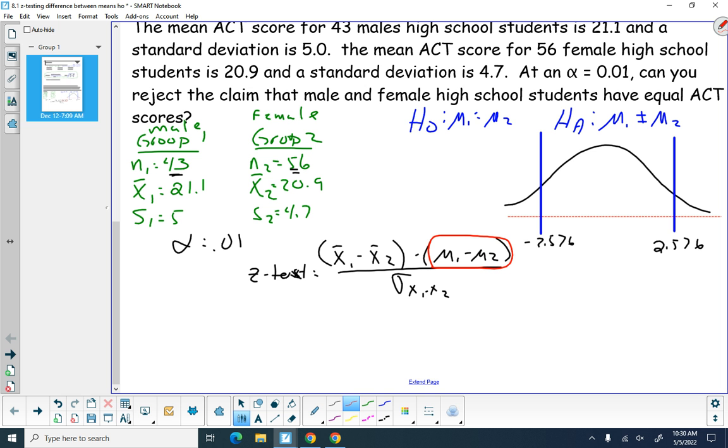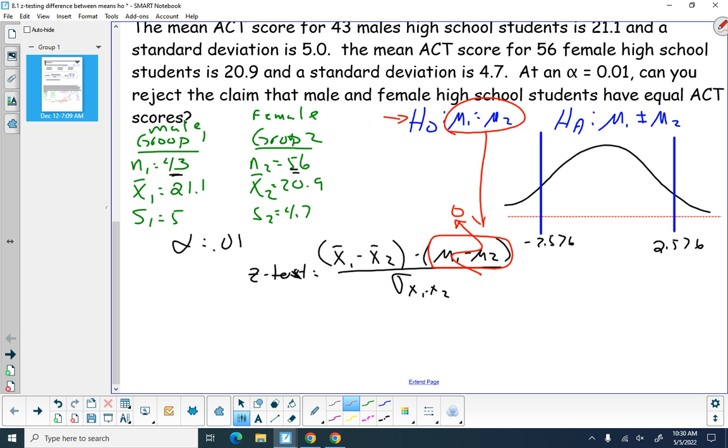But if we take a look at our null hypothesis, in our null hypothesis, we are assuming mu1 is equal to mu2. Well, if mu1 is equal to mu2 and I subtract two values that are equal, what do we get? 0. We get 0. So this value here goes to 0. Why? Because in our null hypothesis, we are saying they're equal.